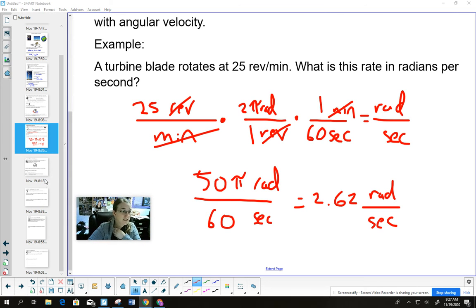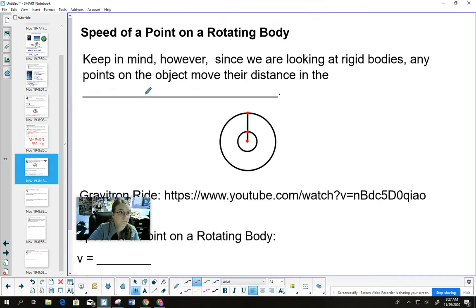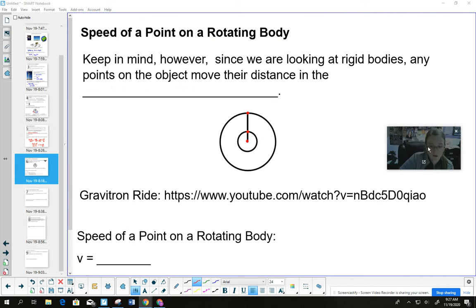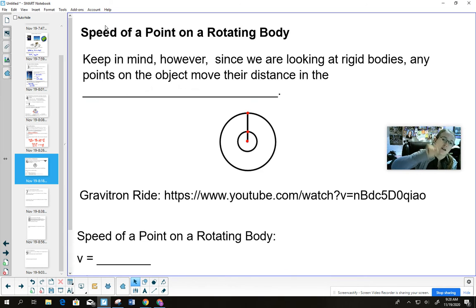Okay, so let's keep going from here. We're going to keep that in mind and practice it a bit more. Keep in mind that when we are looking at rigid bodies, speed is different than angular speed, or velocity is different than angular velocity. Like we said, any points on the object move through their angle in the same amount of time.